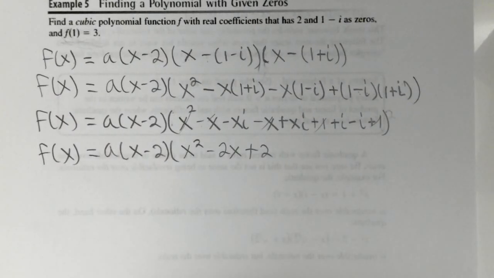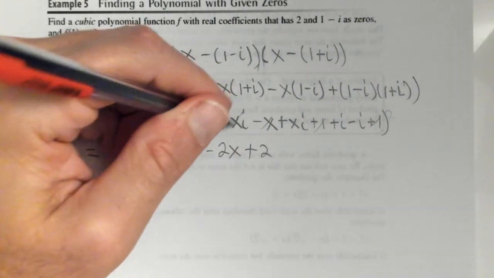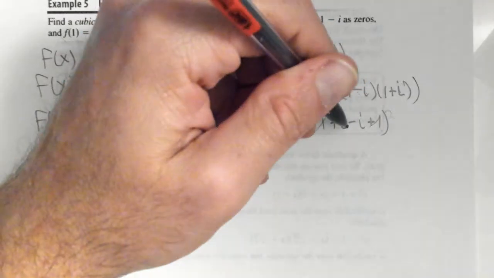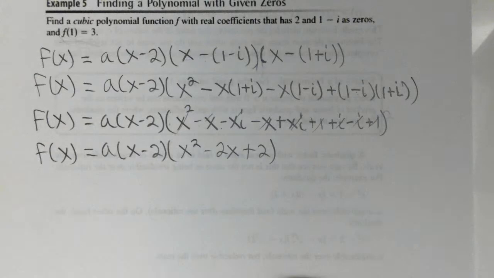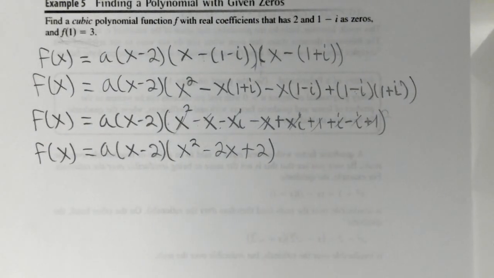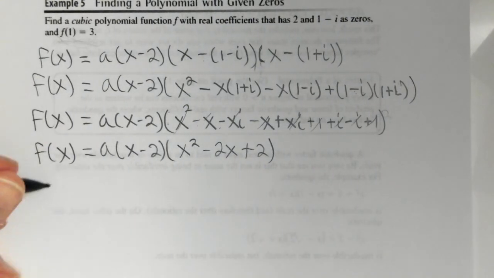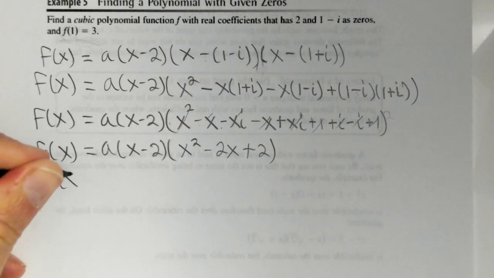Alright, so let's see what else we've got. We've got a negative xi and then a plus xi and a negative i and a plus i. So those are gone. So really, now I'm down to here. So we're getting a little bit better here.